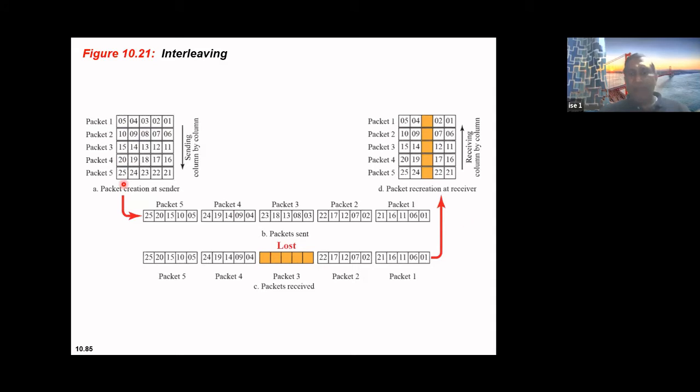So if I send column wise, what happens when the packets are transmitted, assuming that one particular packet, the third packet, is lost? It will be received column wise only. So 1, 6, 11, 16, 21 goes here. This 2, 7, 12, 17, 22 goes over here in the second column. The third column is lost. The fourth packet is coming in the fourth column, and the fifth packet is coming in the fifth column, like this.